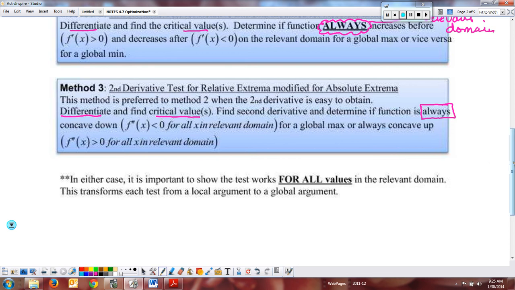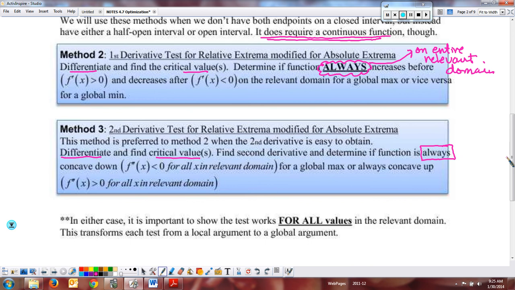How do I choose which of these to use? Really, it just depends on what I think is the easiest. If it's really easy to get a second derivative, especially for some of these polynomials, a lot of times I will do that. But if I already have a sign chart for a first derivative, then I don't necessarily need to do that.